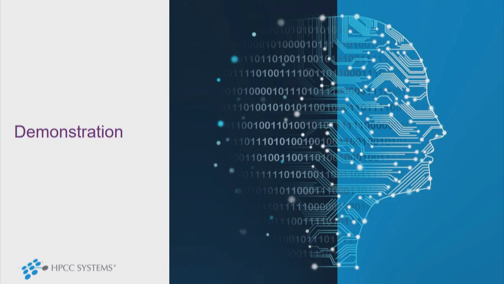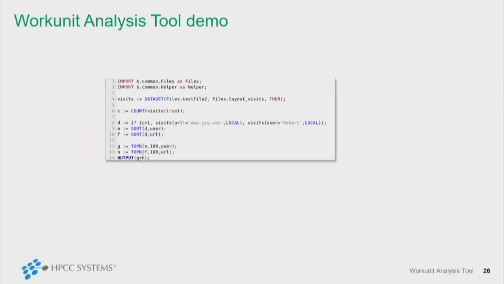So this is a quick demonstration of the Workunit Analysis Tool. Some code designed to generate SKUs. It doesn't make any sense, but it does something with data and creates lots of SKUs. And so we executed this through ECL Watch.